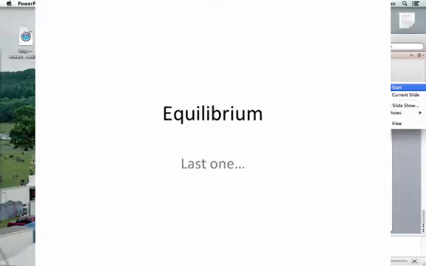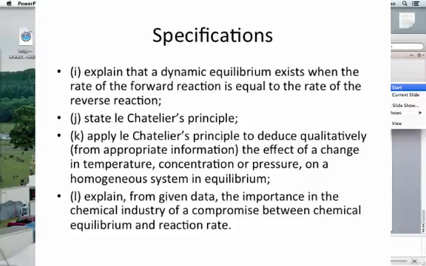So, let's start off by thinking about what an equilibrium is. Well, actually, first let's look at the specification points. This is what we're covering. You see there's only 4 and they're not too difficult. They explain, from given data, the importance in the chemical industry of a compromise between chemical equilibrium and reaction rate. This is probably the longest bit we're going to have to look at in terms of an exam skills thing.